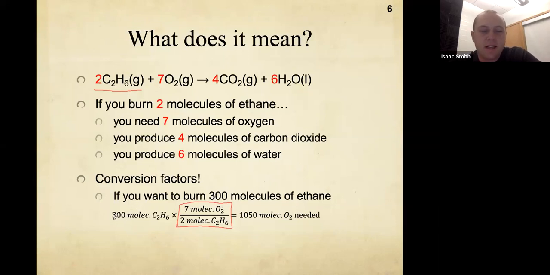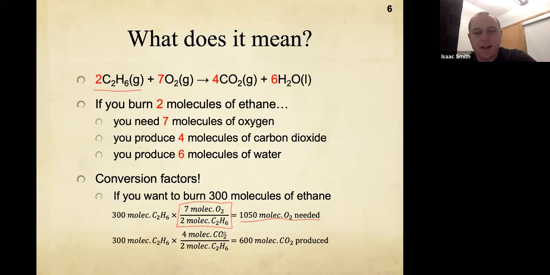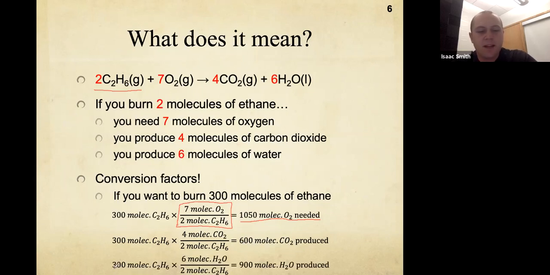So what that tells us is if we want to burn 300 molecules of ethane, we're going to need 1,050 molecules of oxygen. And then if we converted from ethane to carbon dioxide, for every 300 molecules of ethane, we're going to actually produce 600 molecules of carbon dioxide. And then for every 300 molecules of ethane, if we converted that to water, we would produce 900 molecules of water. So you can see how these numbers allow you to make conversion factors, which can give you valuable information. Okay.